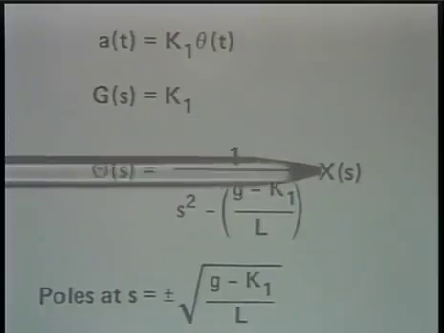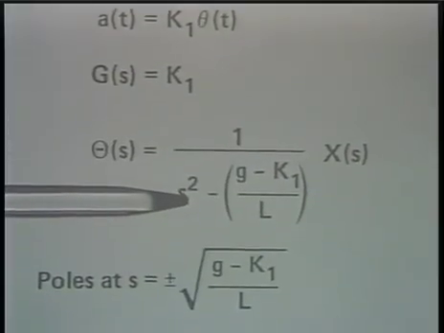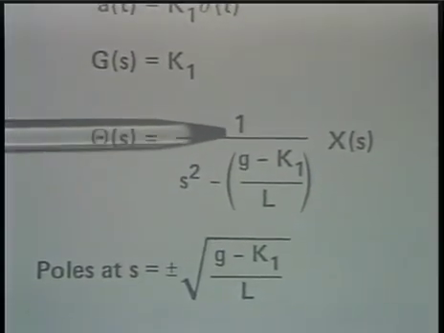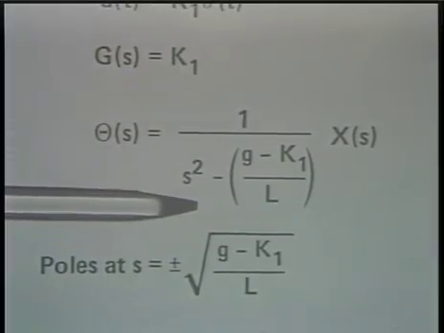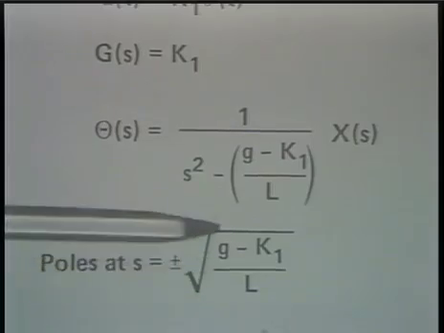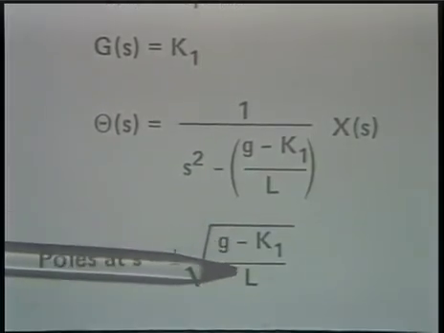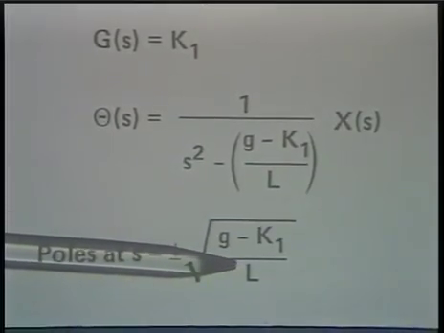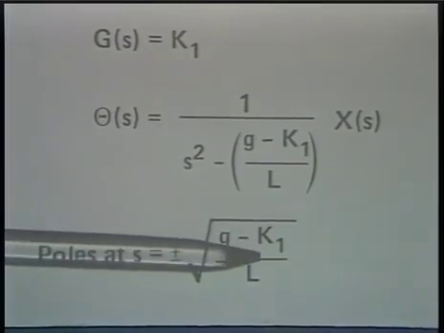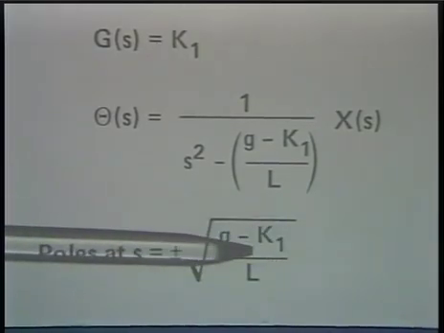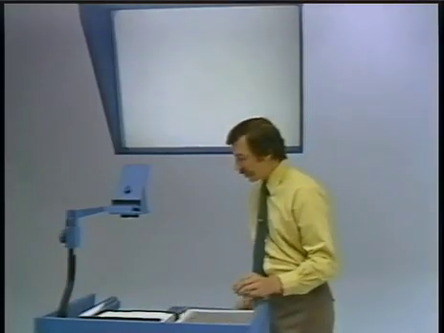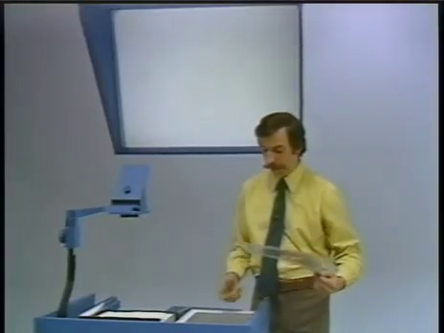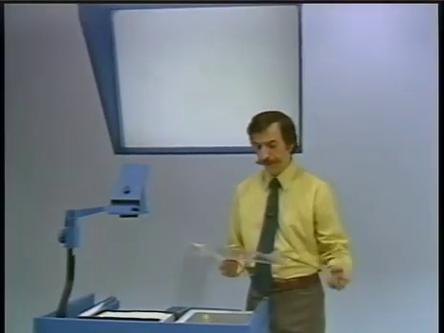We recognize this once again as a second order system, and the poles of this second order system are given by plus and minus the square root of (g minus k1) divided by L. So k1, the feedback constant, clearly influences the position of the poles, and let's look in fact at where the poles are in the s-plane.